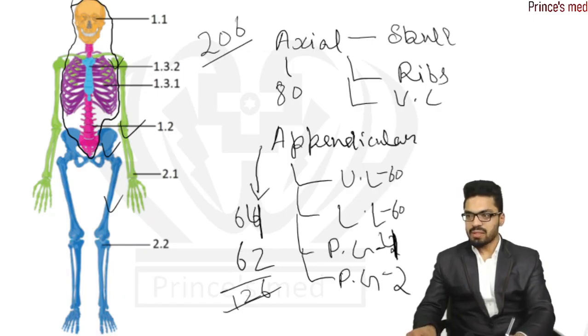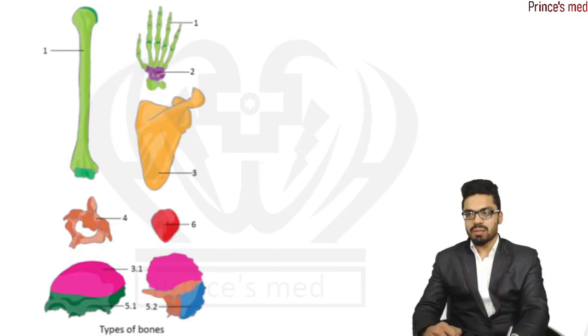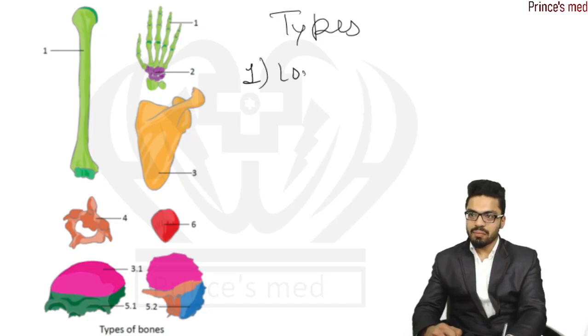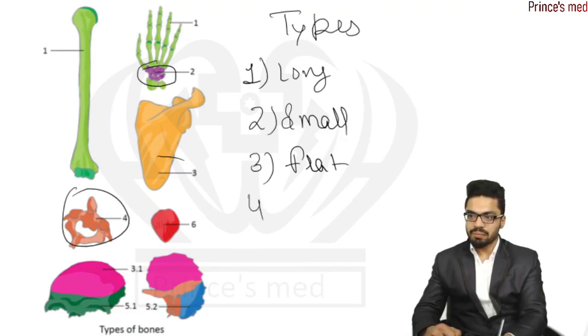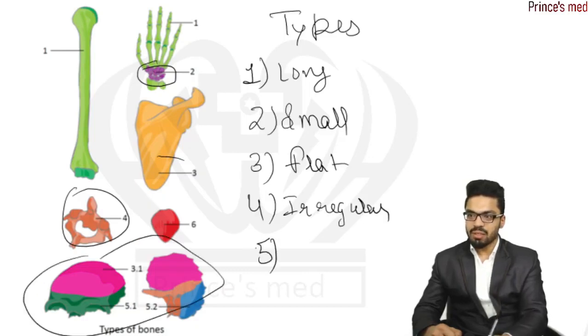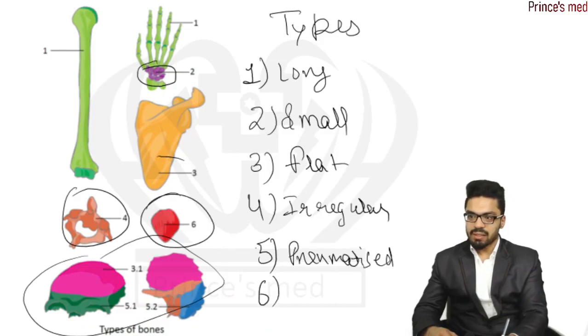Now next we will see types of bones. First is our long bone, and second is our small bone or short bone. Third is our flat bone. Fourth is our irregular bone, and fifth is our pneumatized bone that consists of air, and sixth is our sesamoid bone.